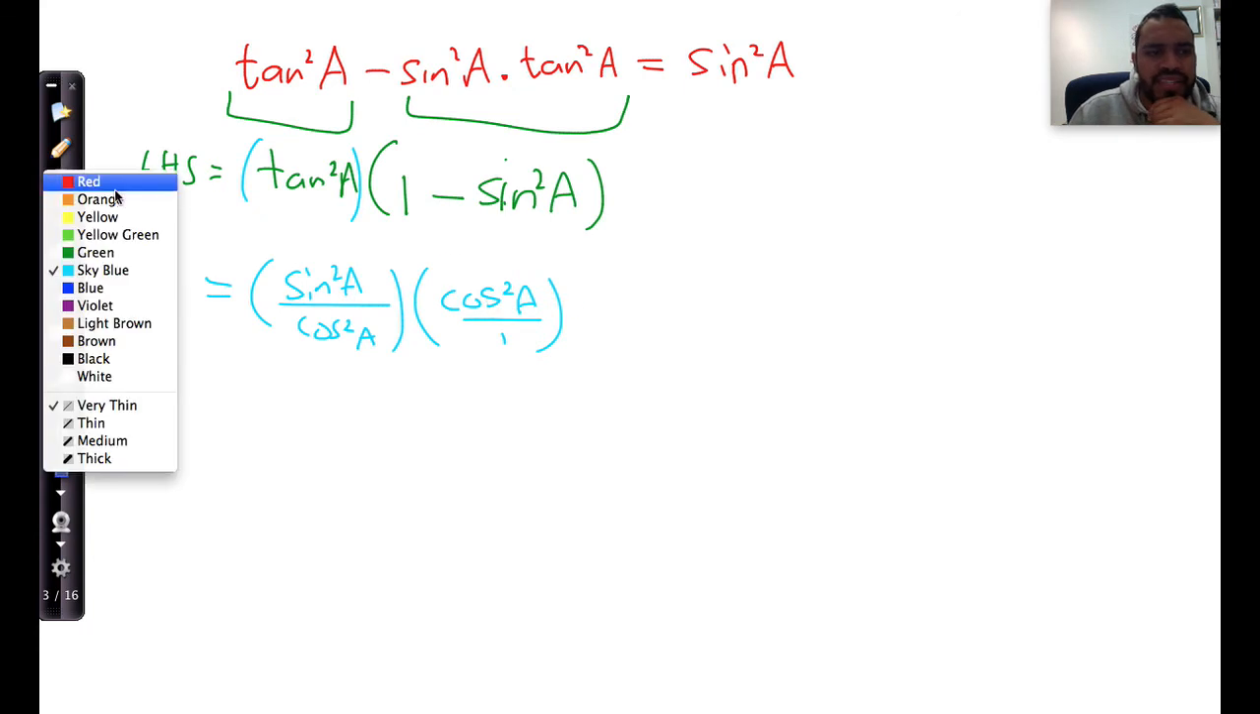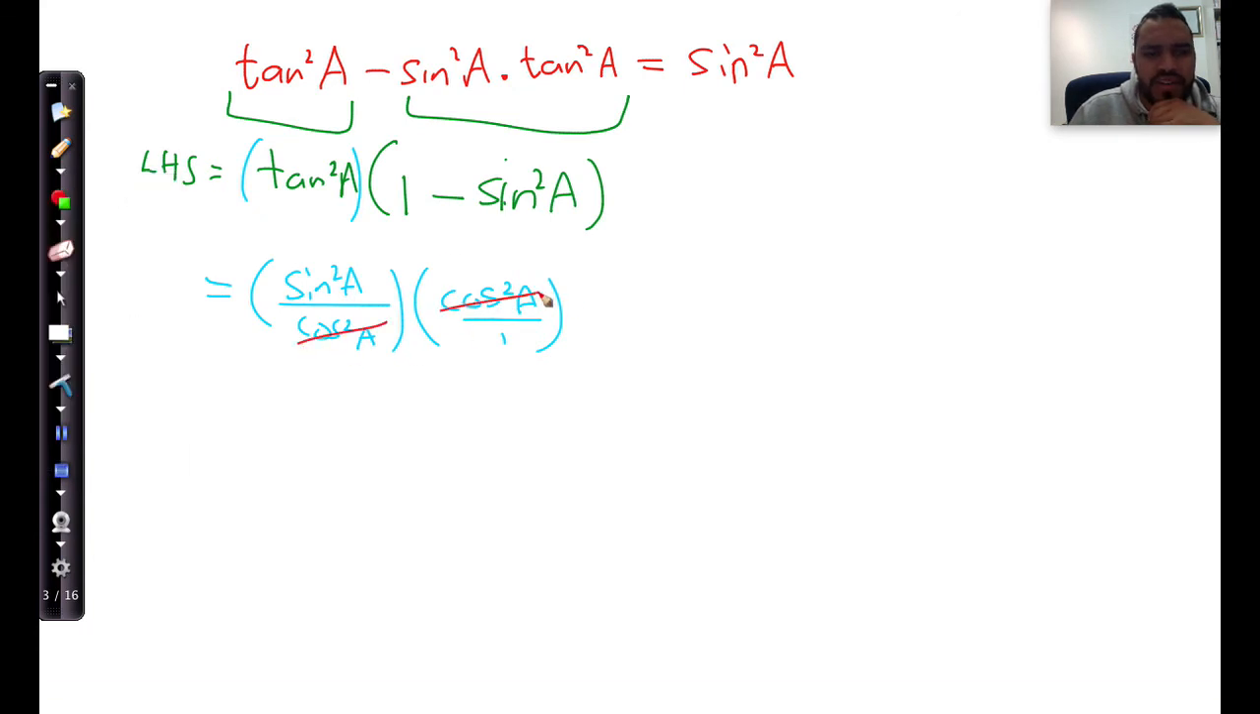And now you can see this is very easy. Cos squared cancels with cos squared, and I've got sine squared over 1, which is just sine squared A. And sine squared A is actually what I was trying to prove it to. So I can say, therefore, that's the right-hand side. I've now shown that the left-hand side equals the right-hand side all the way. Okay.